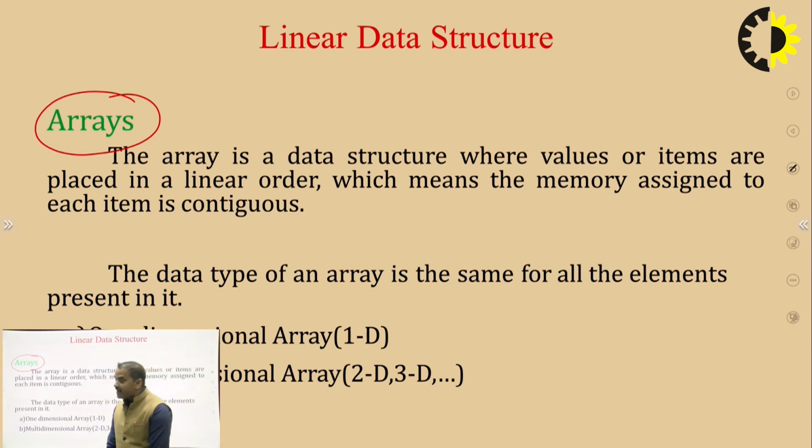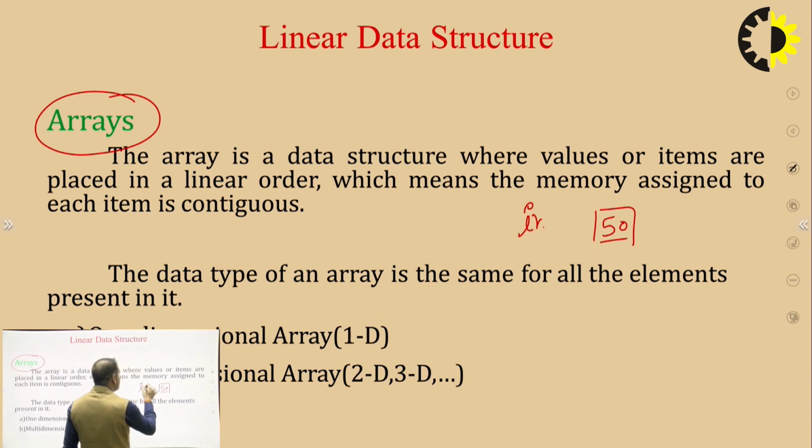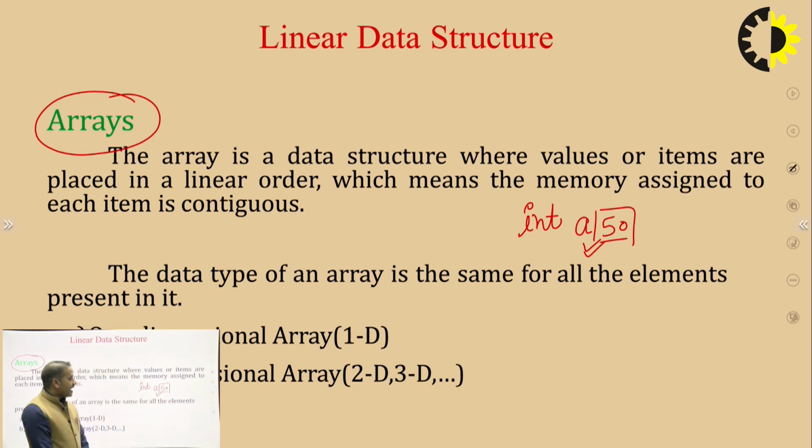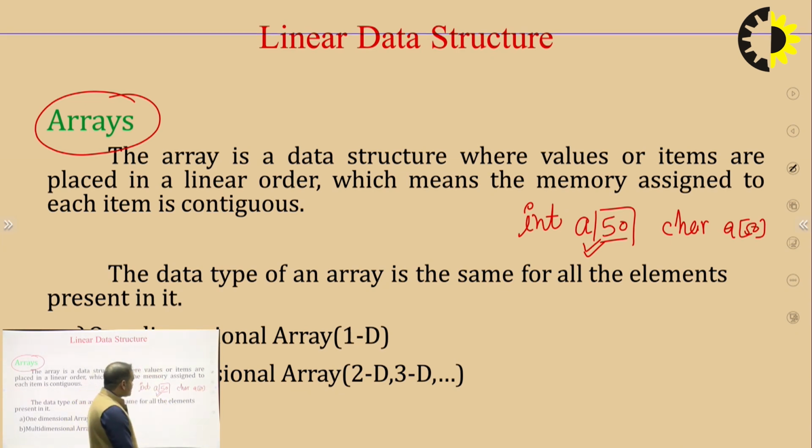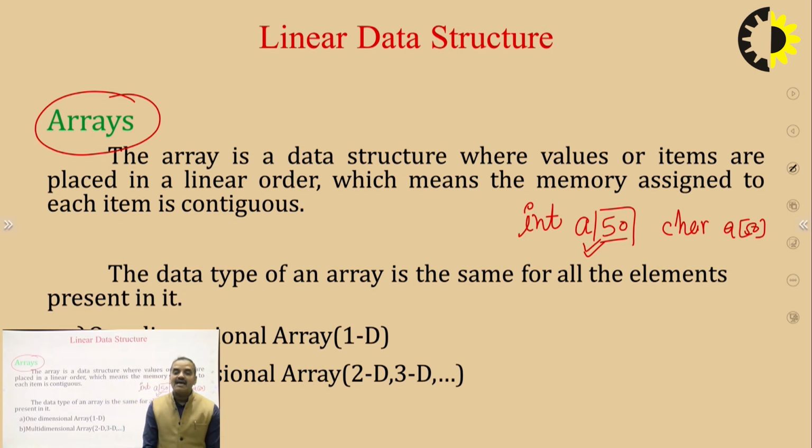Here, if we want to define what is meant by array, the array is a collection of similar type of data. That means if you create an array of size 50 and you declare the type of the array as int, then we have to store integer type values. And if we declare a character array, then we have to store only character values in this array. So such a type of data structure is used to implement a single type of data.